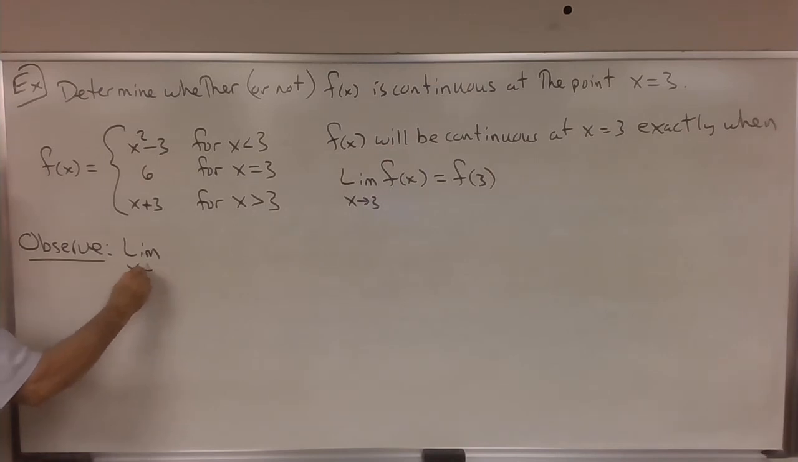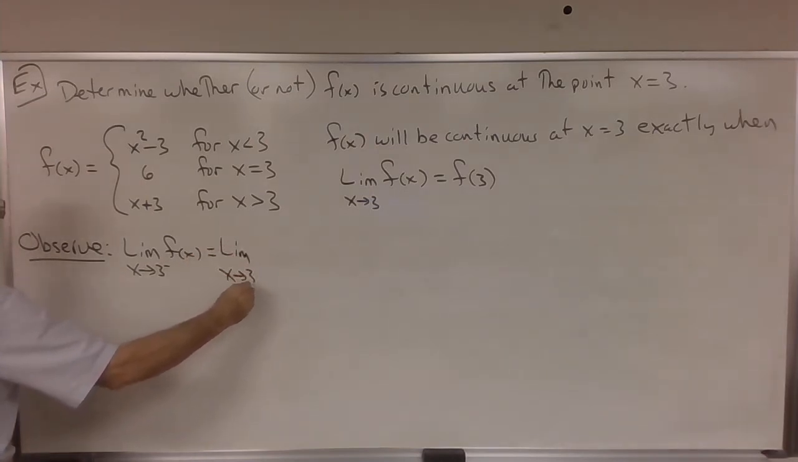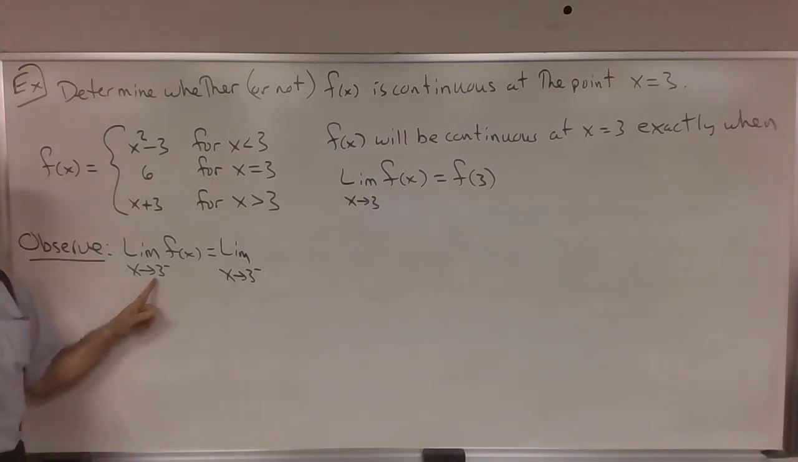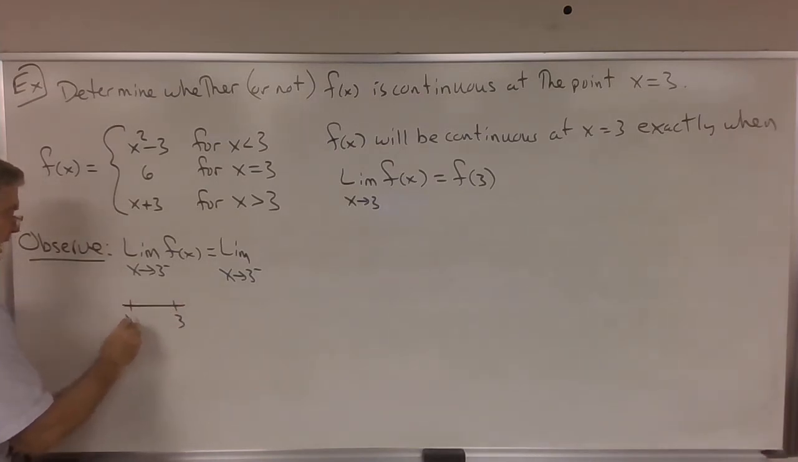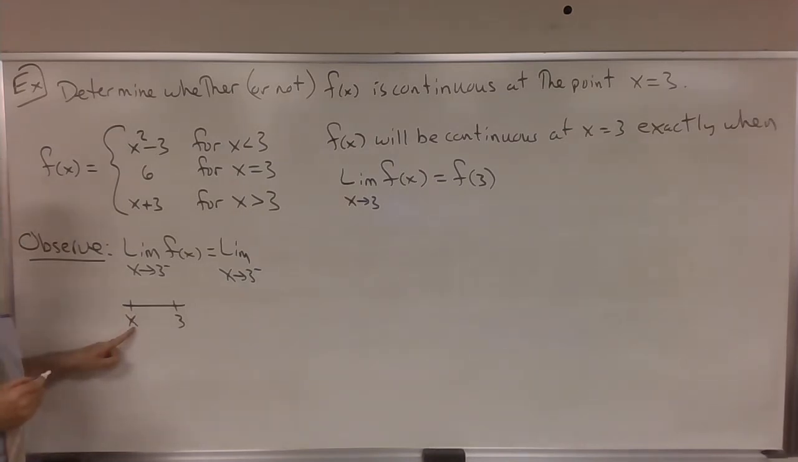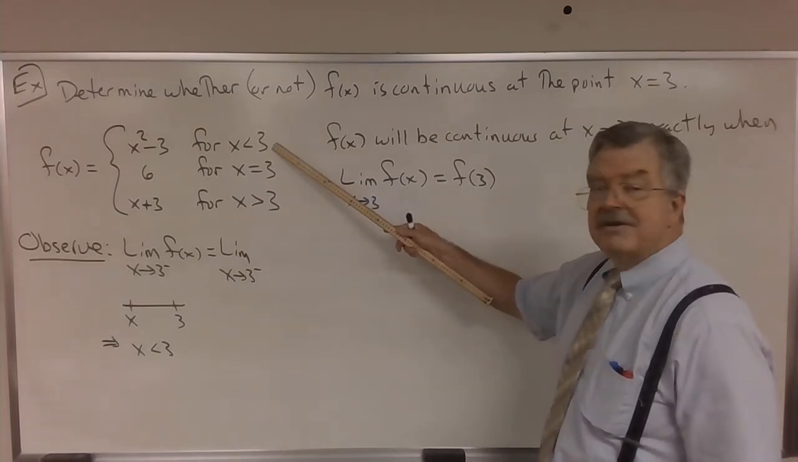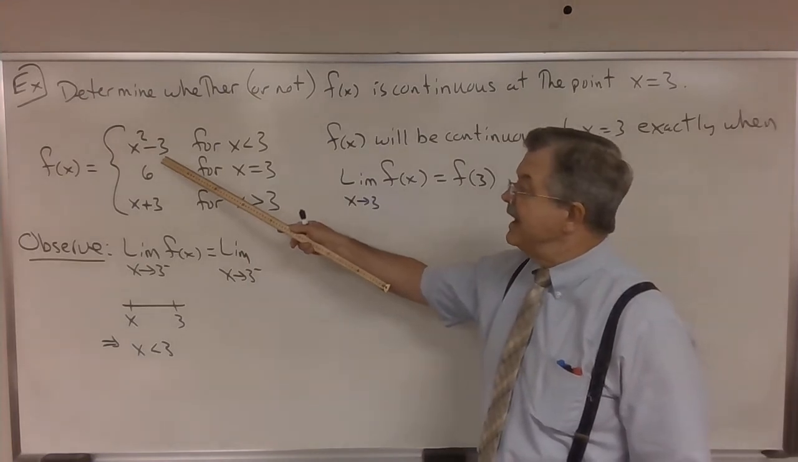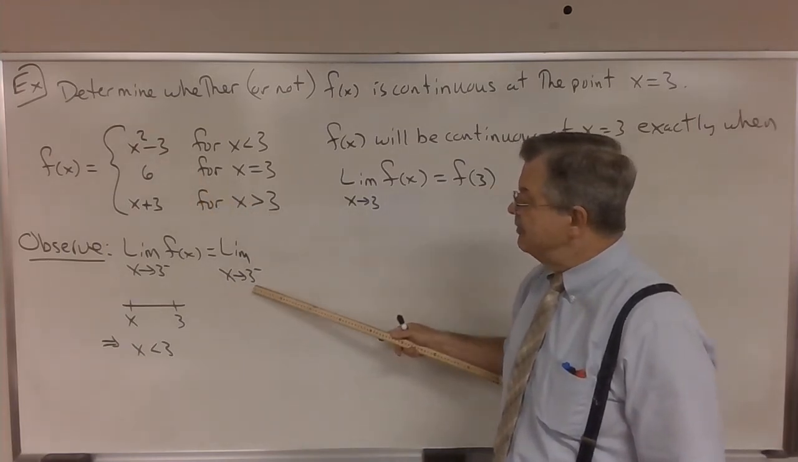Limit as x approaches 3 from the left. Okay, x is approaching 3 from the left. So here's 3, and x is to the left of 3. So is x greater than 3 or less than 3? If x is to the left of 3, then that means that x is less than 3, doesn't it? And if x is less than 3, how do we define f of x? F of x is defined as being x squared minus 3. This is the definition we have to use when x approaches 3 from the left.